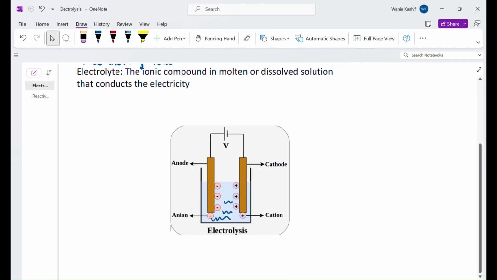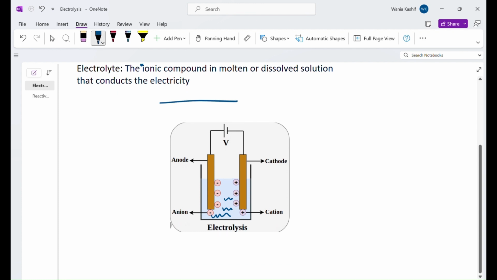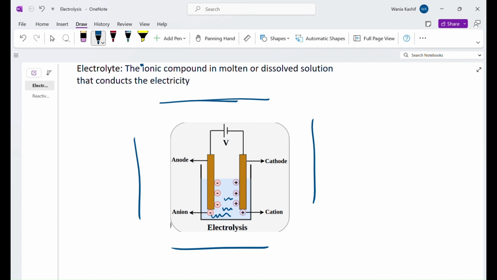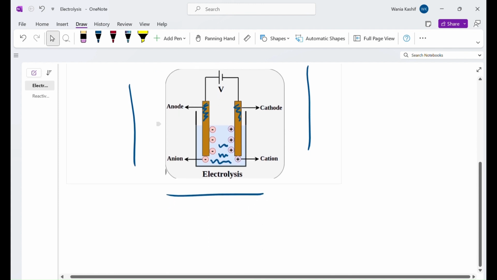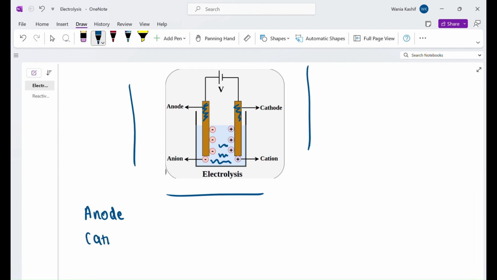Now this is basically our main structure of electrolysis. We have electrodes over here, and we have the electrolyte over here. So we have 2 electrodes. We have the anode and we have the cathode. The anode is the positive electrode and the cathode is the negative electrode.